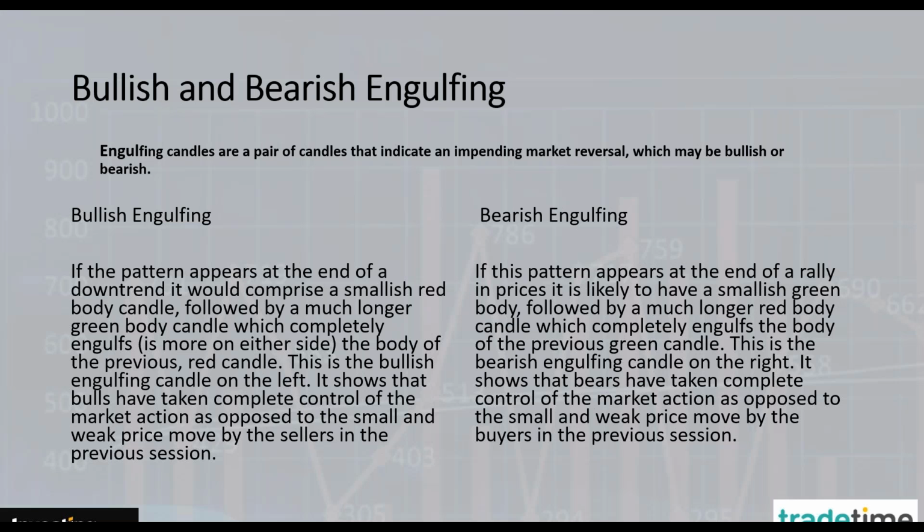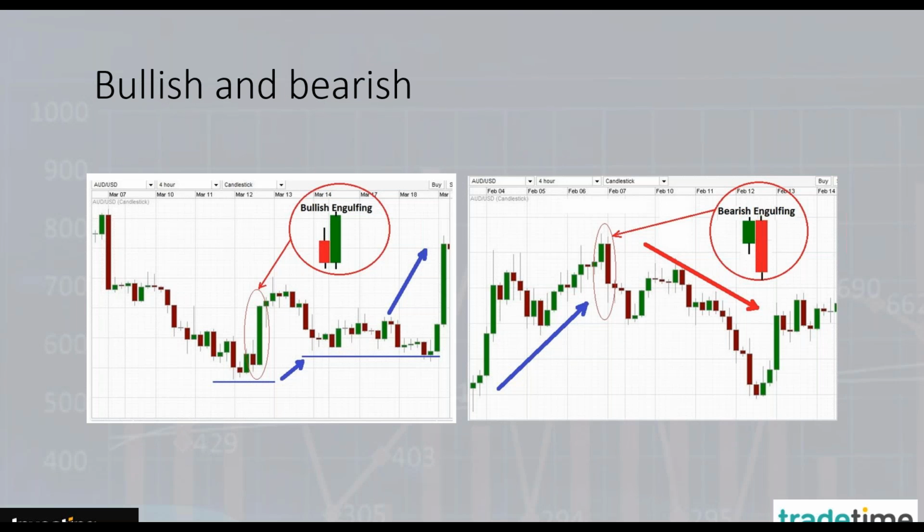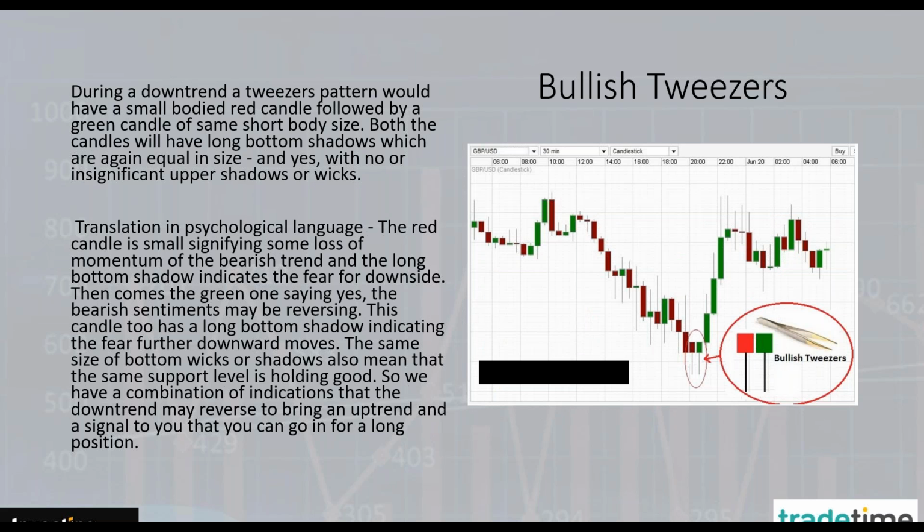Okay. So bullish engulfing are a pair of candles that indicates an impending market reversal, which may be bullish or bearish. You'll see them on the handouts, and they're explained to you in examples there. When they appear, you need to understand what they are because they are fairly reliable indicators. Then we have bullish tweezers and bearish tweezers, which I think are hysterical. Okay, they do happen now and then. They don't happen that often, but when they do, they're fairly reliable.